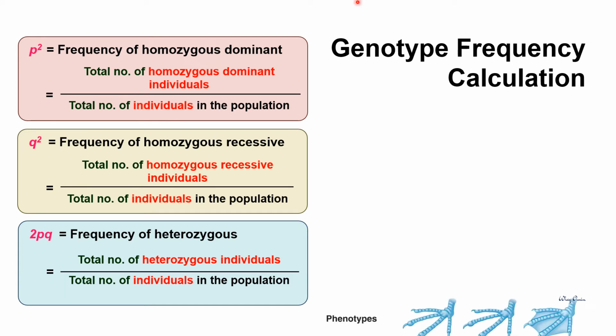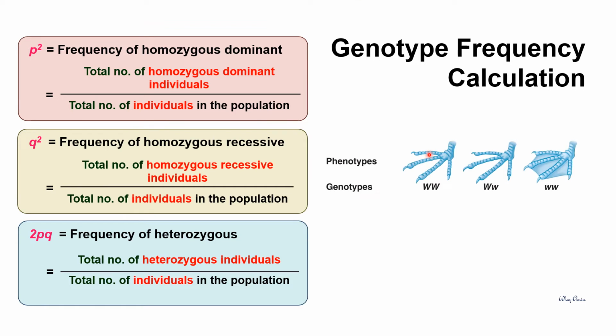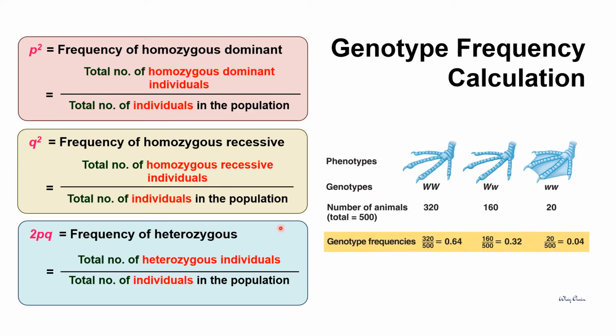So if we use the same case of the blue-footed booby, you will notice that we still use the population size equal to 500, which means there are 500 individuals in this population. And here is the full information about this population. If we substitute the figures into the formula, this is our outcome of the three genotype frequencies.